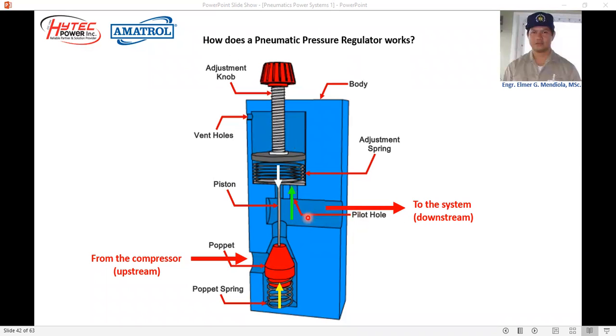So if the pressure here is already at par or conforms to the set pressure by the adjustment knob, these three forces will now become in equilibrium. So the two upward forces will balance the downward force.